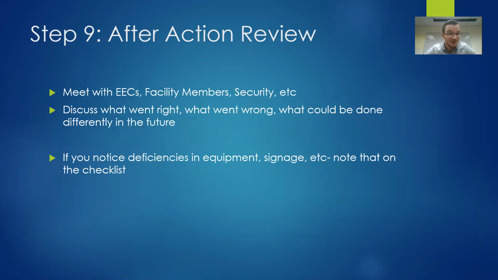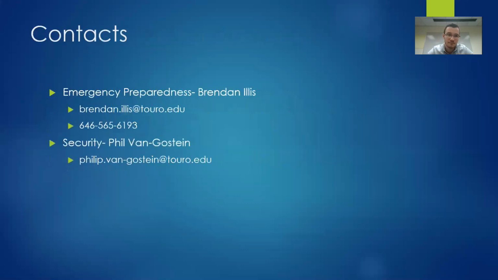And then if you notice any deficiencies in the equipment, signage, etc., something's wrong with the alarm, evacuation signs are inaccurate, your EEC lists are out of date, et cetera, note that on the checklist and then forward that to the appropriate person. So for facilities issues, it would go to Mark or Jason. For emergency preparedness issues, it would go to myself or Shoshana. For security issues, you can contact Phil directly, and we'll be more than happy to rectify that as soon as possible. So these are your main contacts for the fire drills.